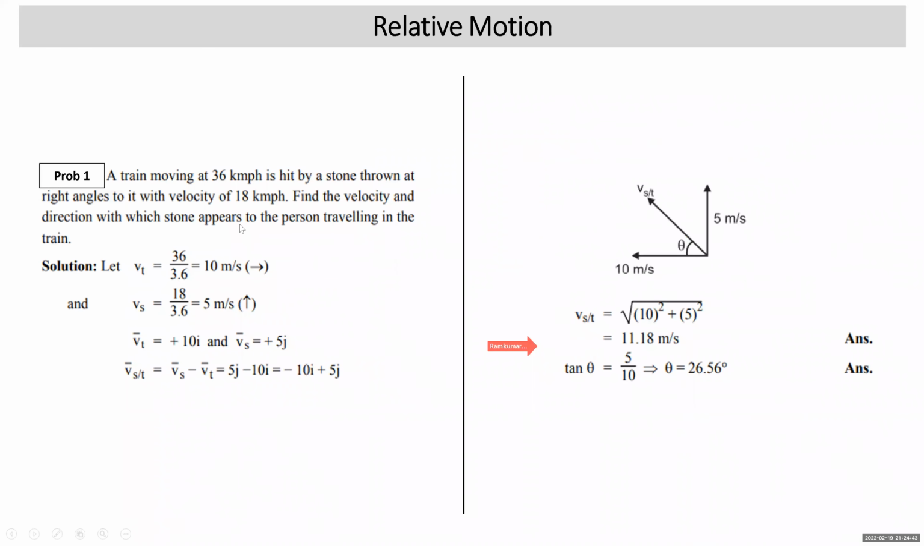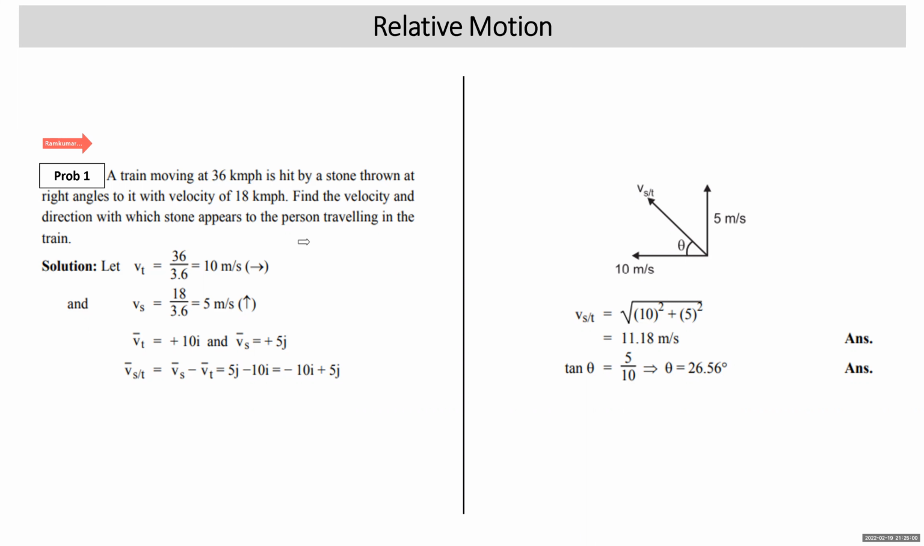Now we come to start with the problems. So we come across the first problem. A train moving at 36 kmph is hit by a stone thrown at right angle to it with a velocity of 18 kmph. Find the velocity and direction with which the stone appears to the person traveling in the train.